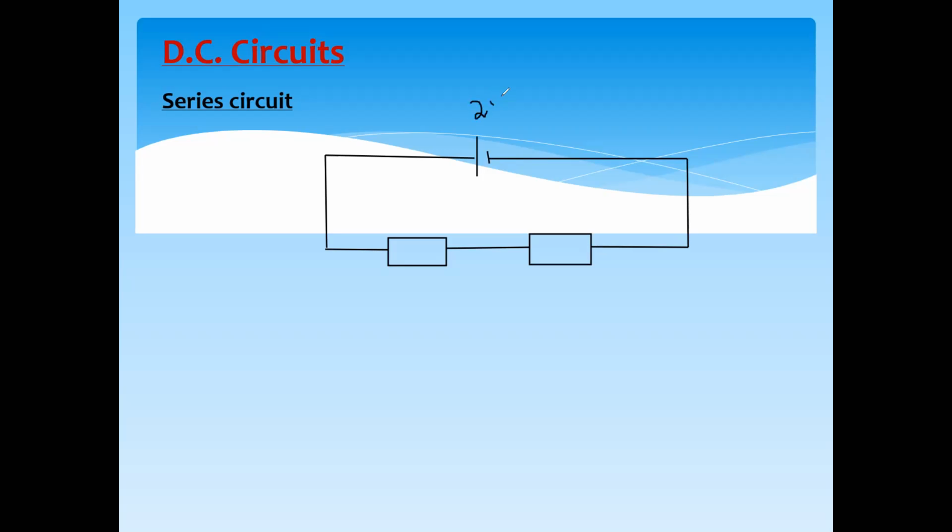This is a 20-volt supply. This one is 5 ohms. The other one is 10 ohms. The question is: calculate the total resistance of the circuit.